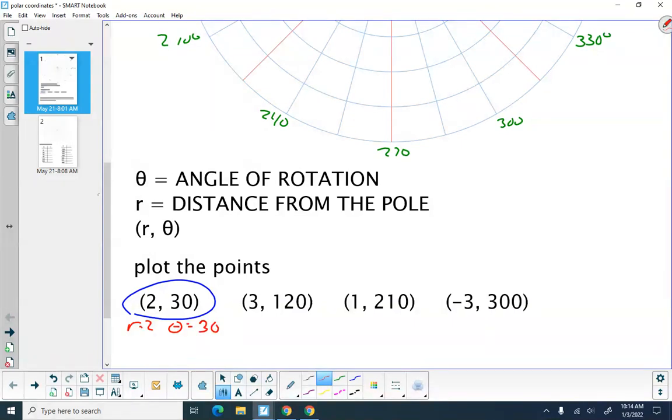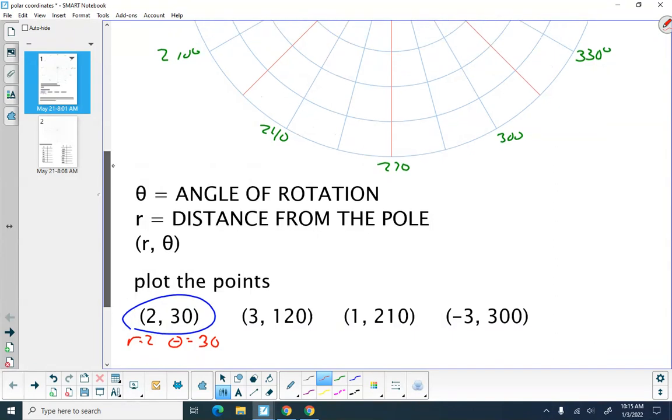Now, you could do this either way. It does not matter. You could go to the 2 circle first and then rotate up 30, or you can rotate up 30 first and then count out 2 units. It doesn't matter. It's like an XY coordinate system. I could go up y and over x, or I could go over x and up y. Doesn't matter which direction you go.